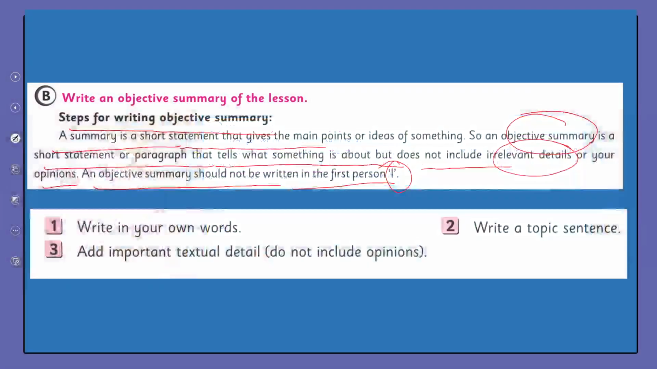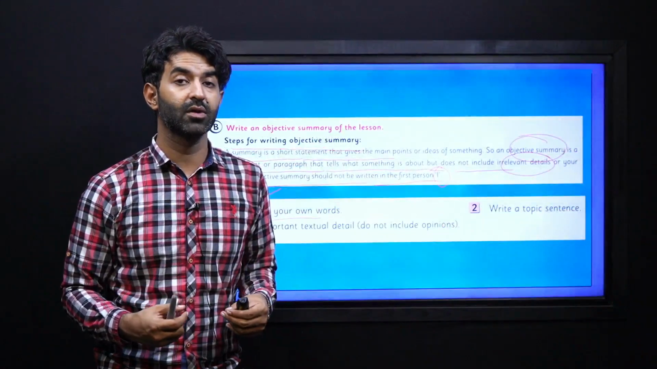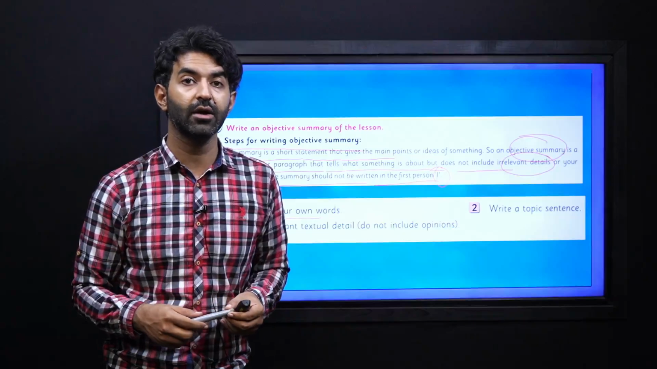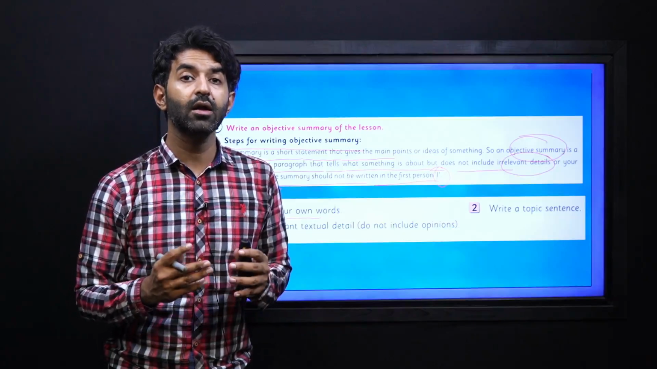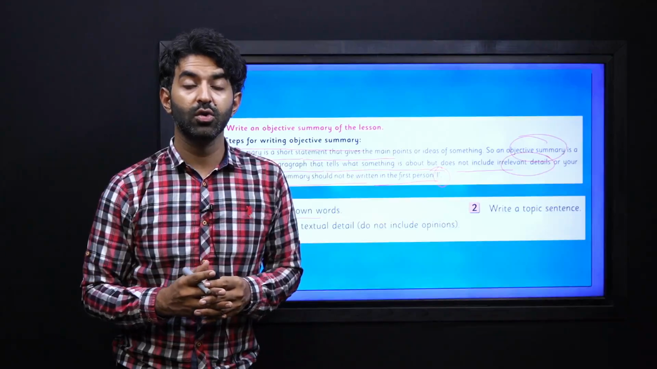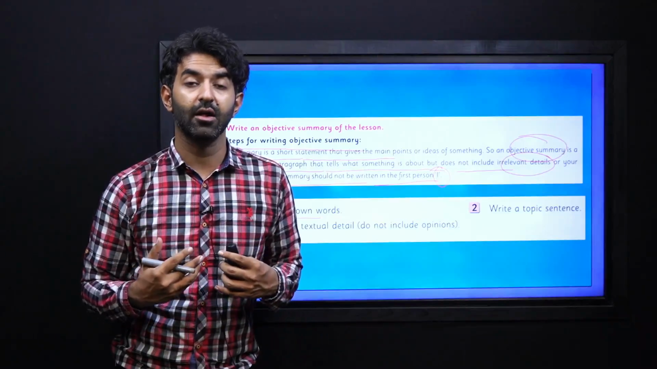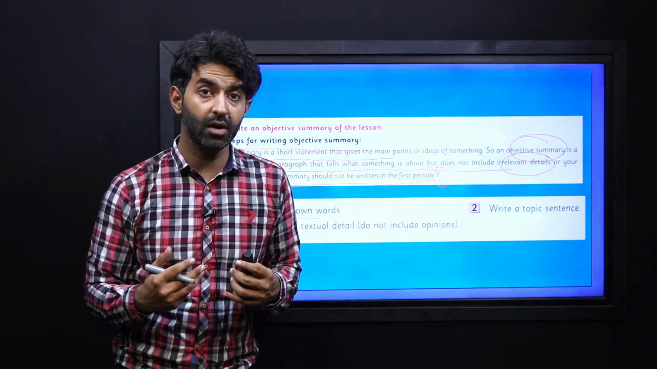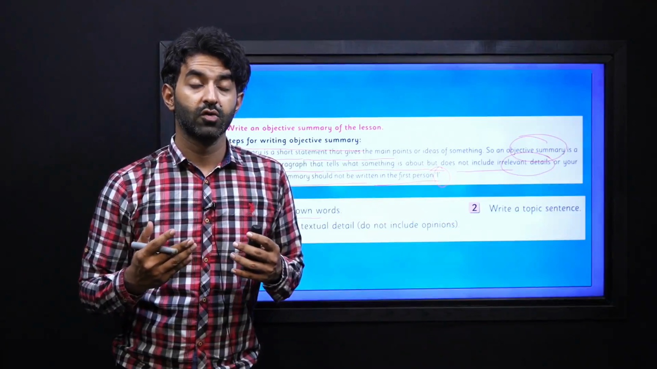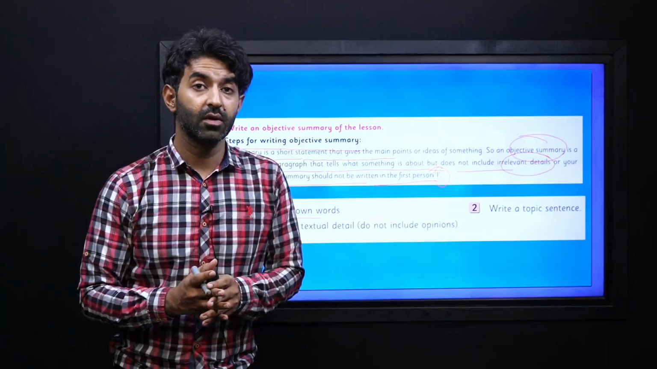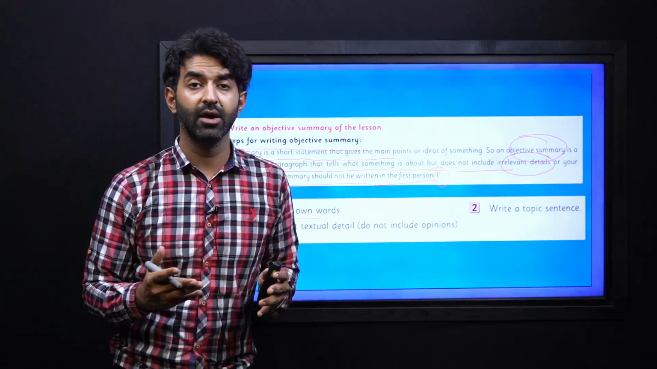So, here are some rules. We will be writing in our own words. It means we will use our own words to make the summary objective. Objective means that we need to not include ourselves in the summary. So this is the difference between an objective and subjective summary.